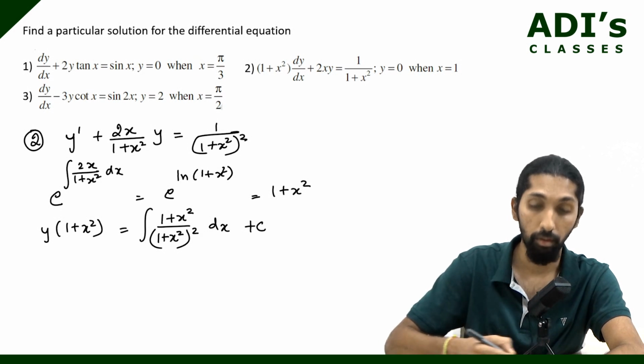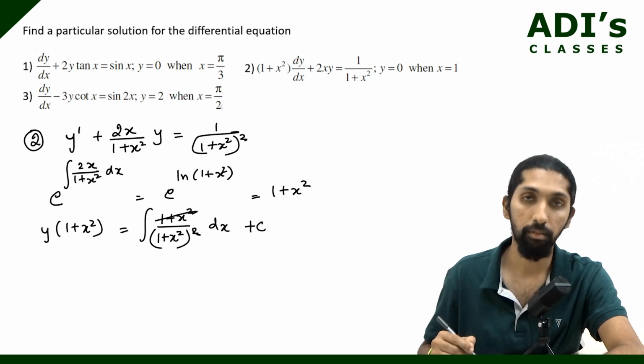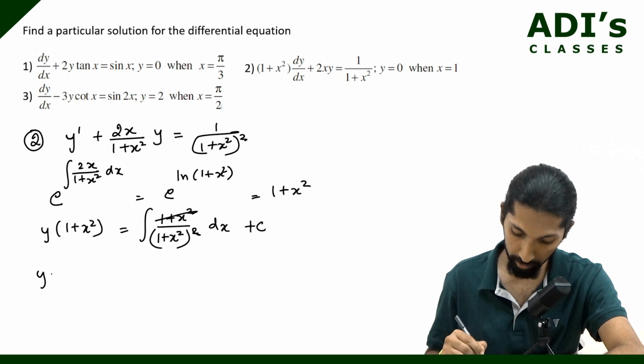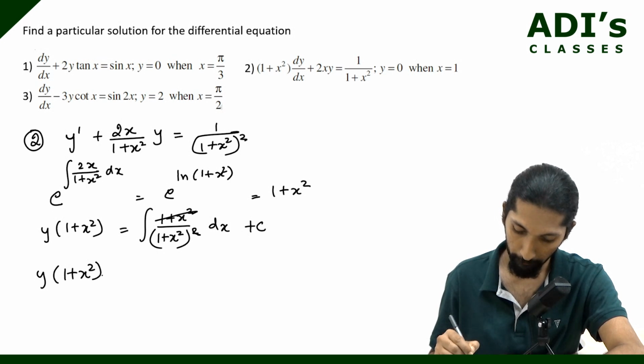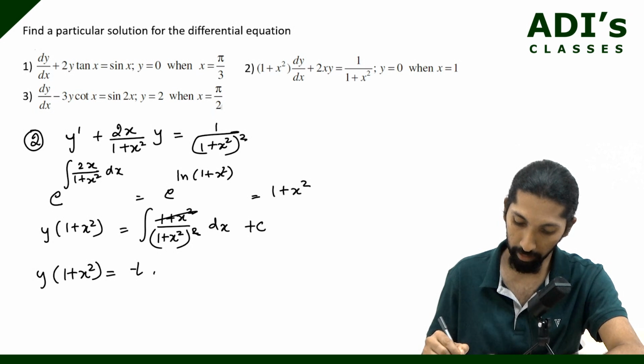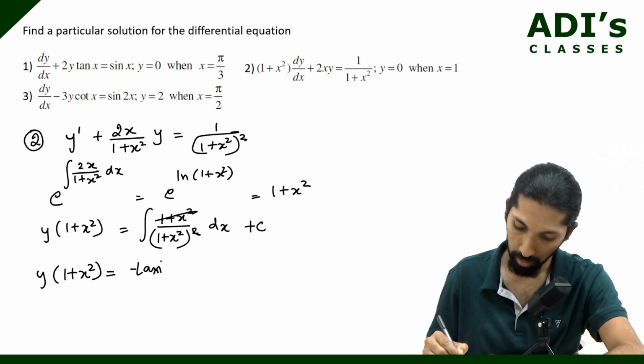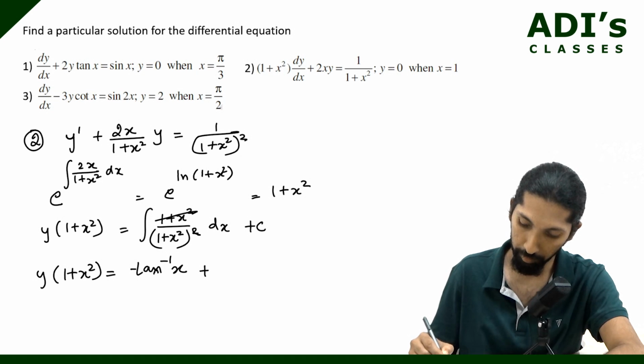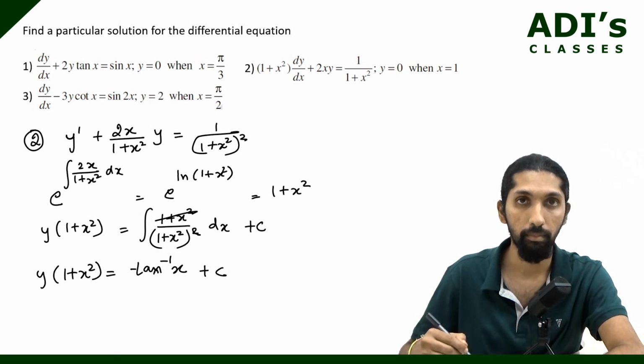Correct? One of it is going to get cancelled. So what do we get? Y into 1 plus x square is tan inverse of x plus c. Correct?